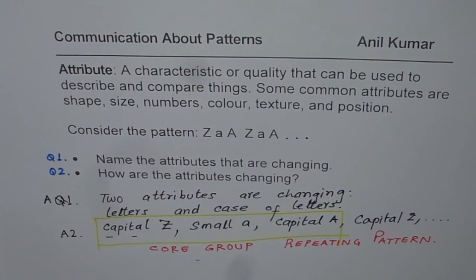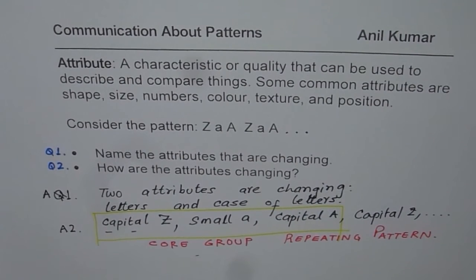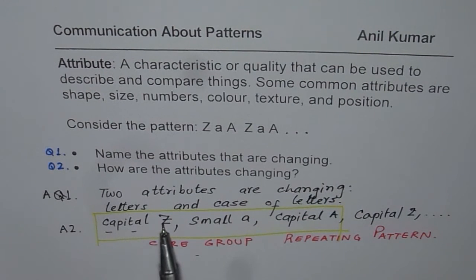So what have you learned in this video? You have learned a couple of things. One, how to describe a pattern. The keyword is attribute. From the pattern, you have to figure out how many attributes are changing. If two attributes are changing, then use two words to describe the pattern.